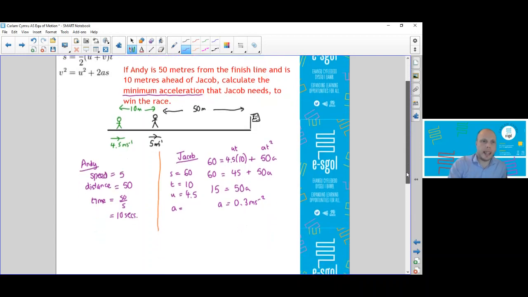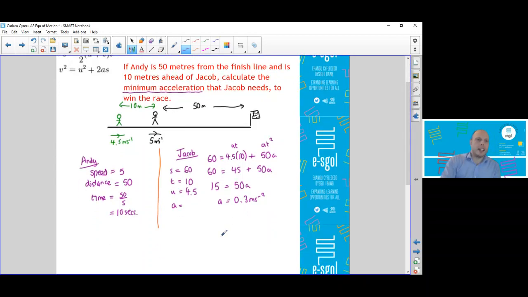Now, what you've calculated there is for the race to finish as a dead heat. They will get to the finishing line at exactly the same time. You might say that's winning if they're joint first. But strictly speaking, that's the minimum acceleration. So we could then give our answer as A has got to be more than or equal to 0.3 meters per second squared. That is the absolute minimum. Any faster than that and he'll win the race by himself, but exactly 0.3 he will be a joint winner with Andy.